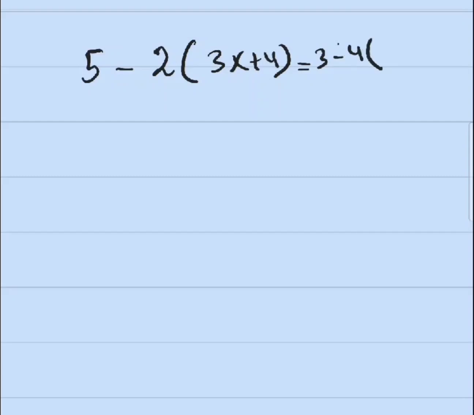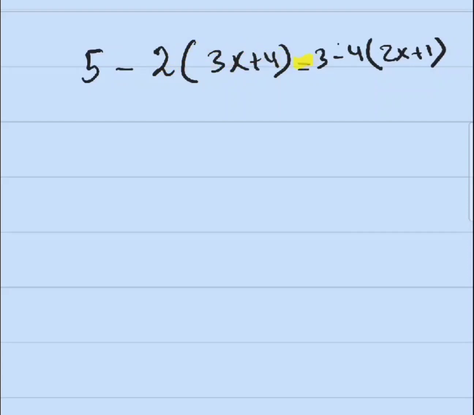Try this one. Let's say that 5 minus 2 times 3x plus 4 is equal to 3 minus 4 times 2x plus 1. So based on the last problem, go ahead and try these problems.